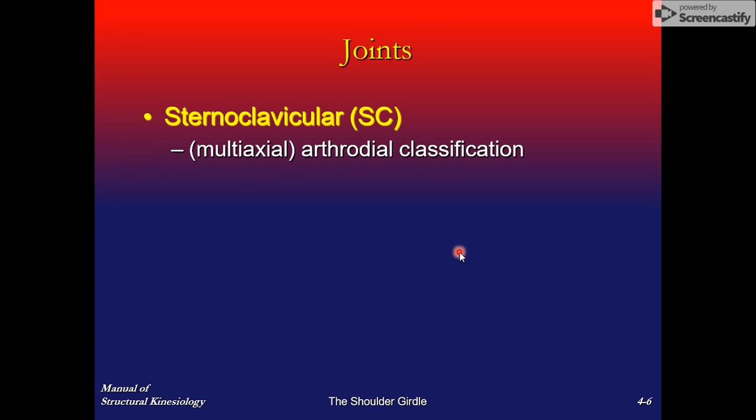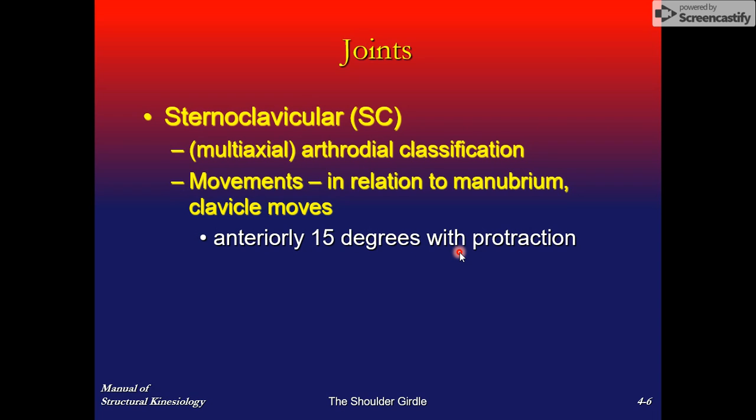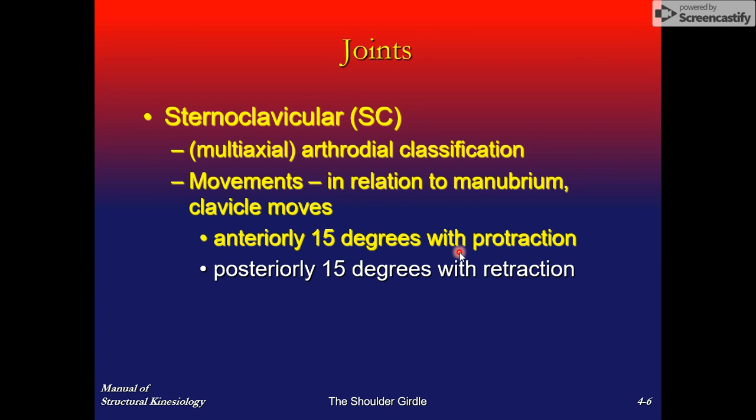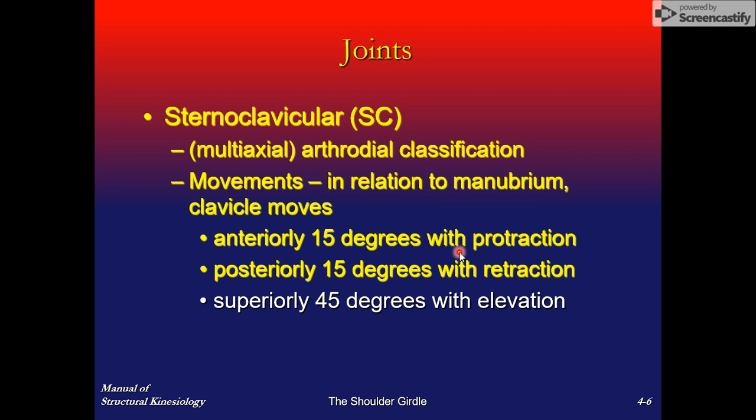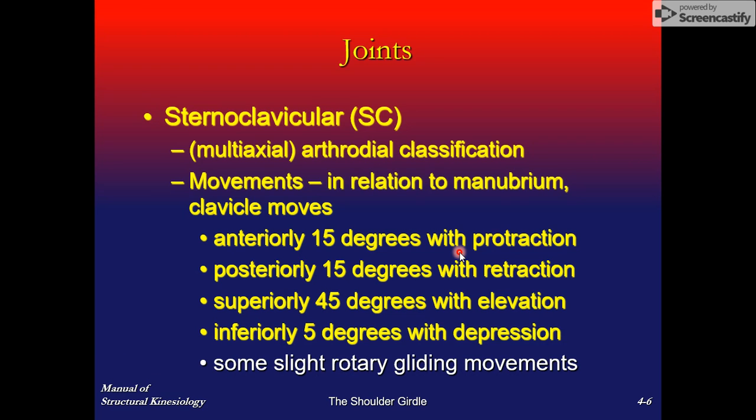Sternoclavicular: multi-axial arthrodial classification, with movements in relation to the manubrium. The clavicle moves anteriorly 15 degrees with protraction, posteriorly 15 degrees with retraction, superiorly 45 degrees with elevation, inferiorly 5 degrees with depression, and some slight rotary gliding movements.